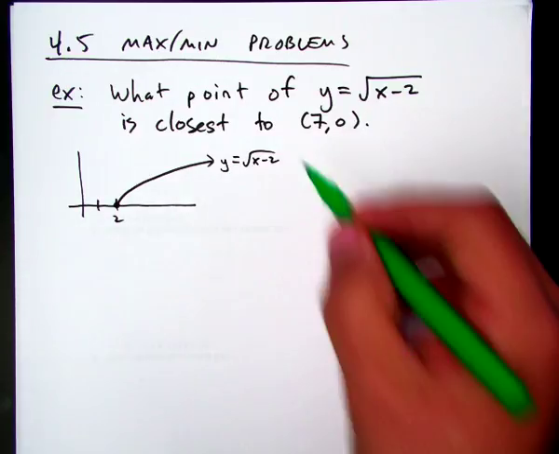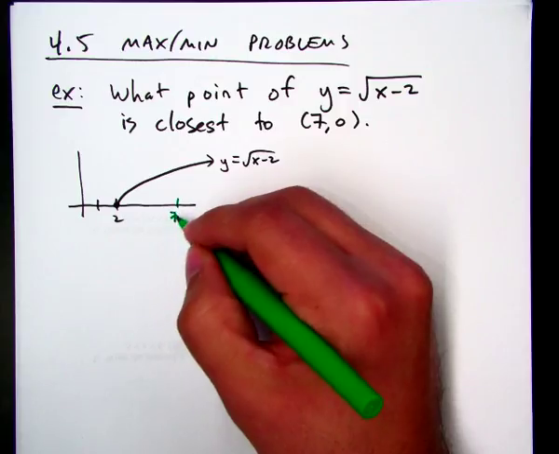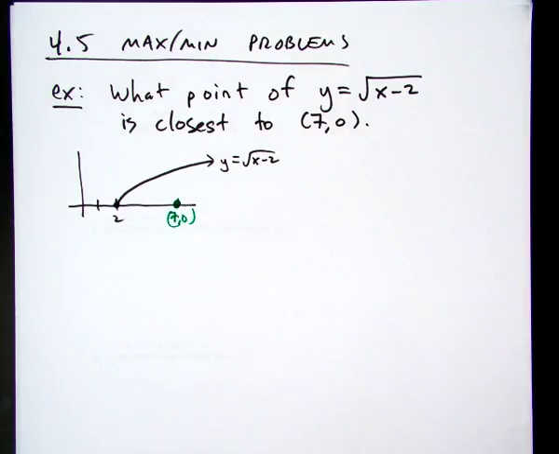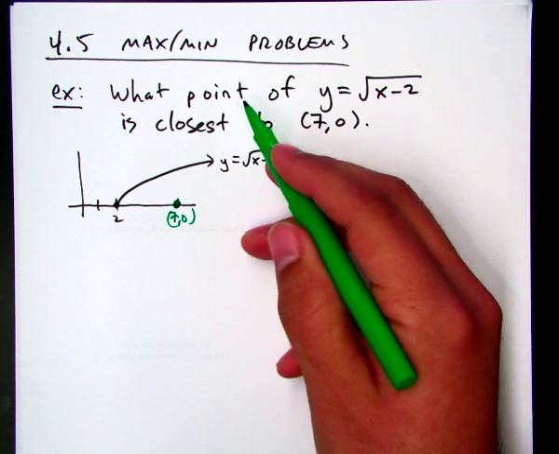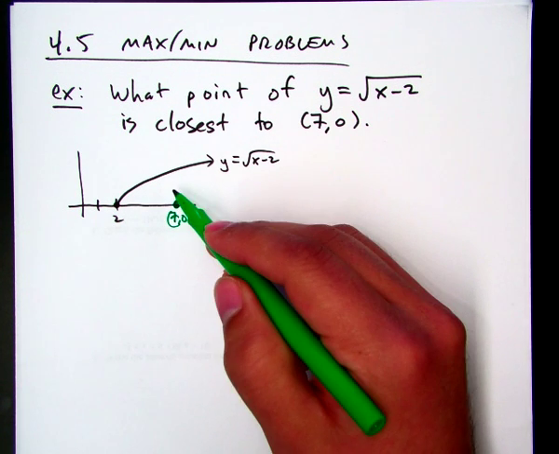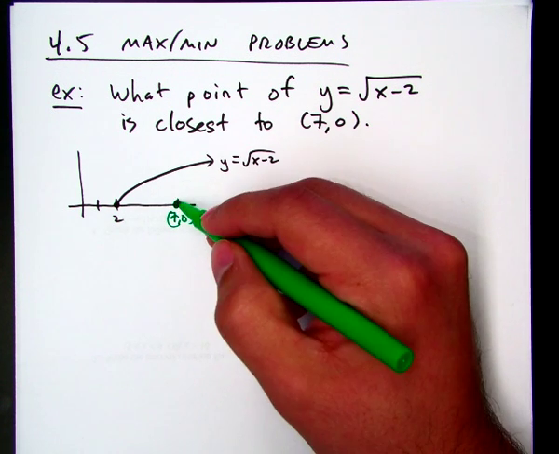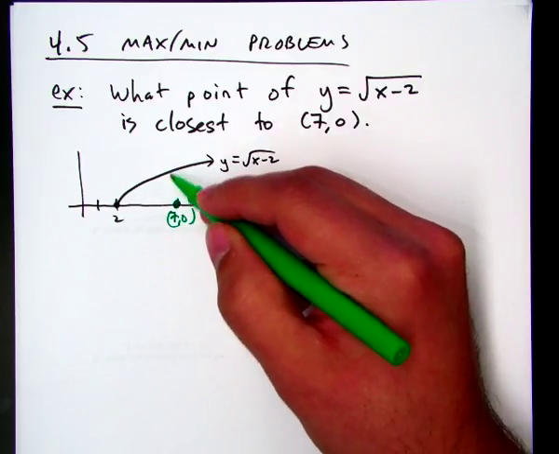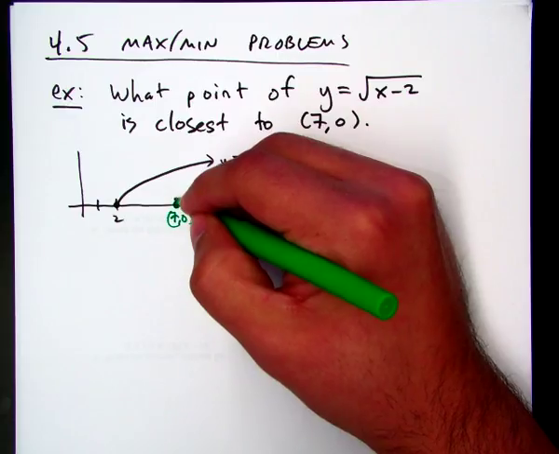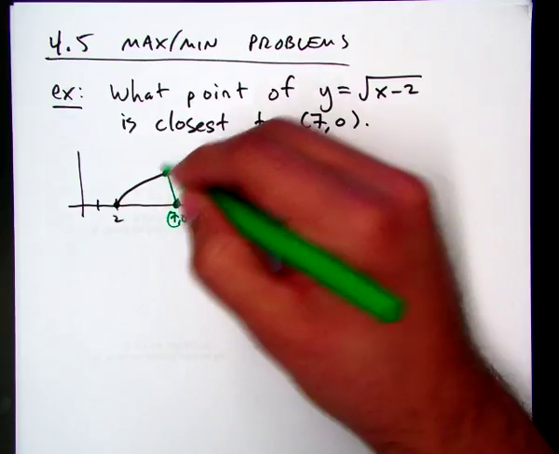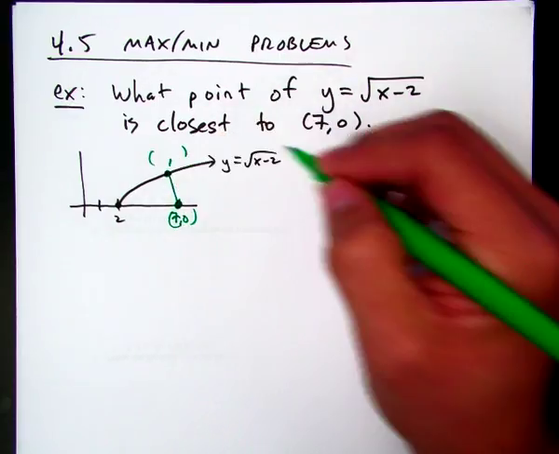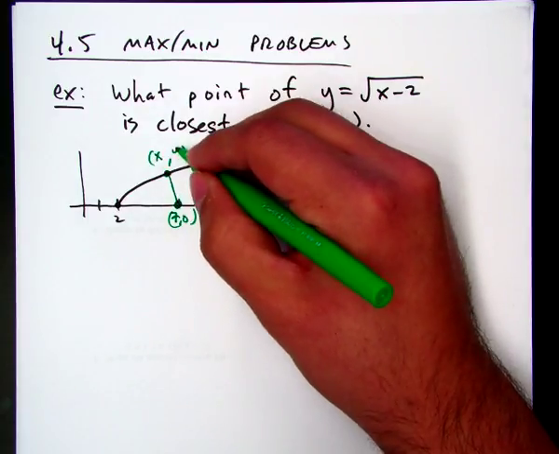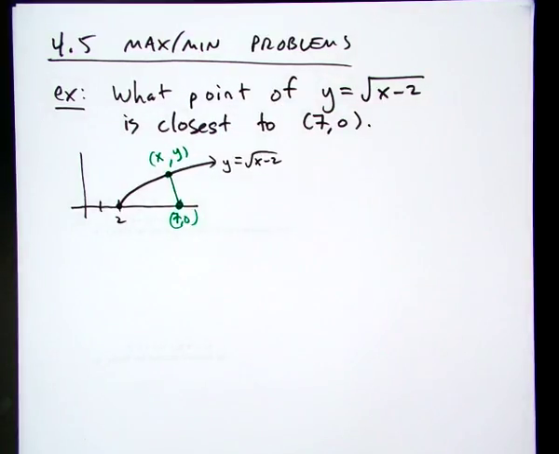Looks like we need (7, 0) on here somewhere. So here's (7, 0). And now they want to know what point on this curve is closest. So if I'm just eyeballing it, it looks like if I go straight up, that's a little too much. But if I go a little bit to the left, that might be where that point is, right? Somewhere over here. Do I know the coordinates yet? No. So let's just label them as x and y. Okay?